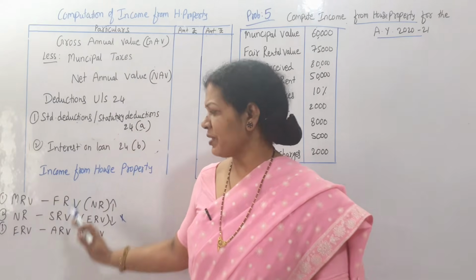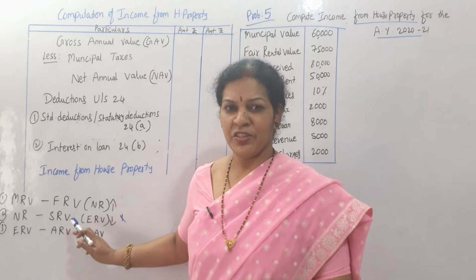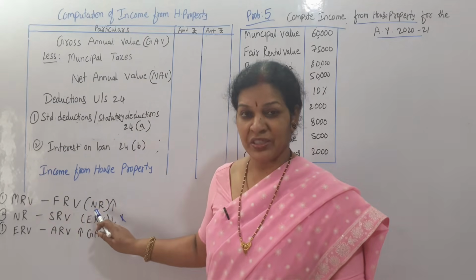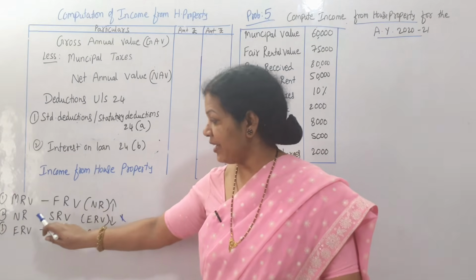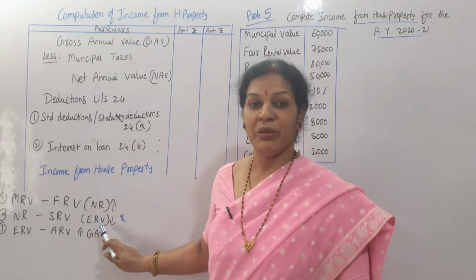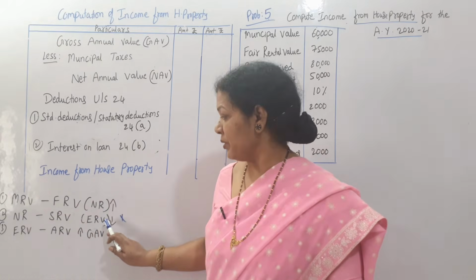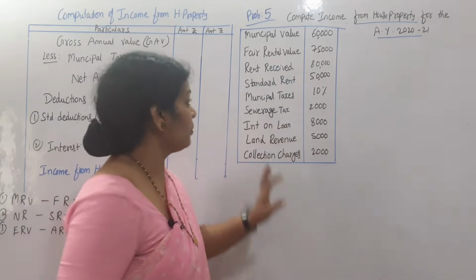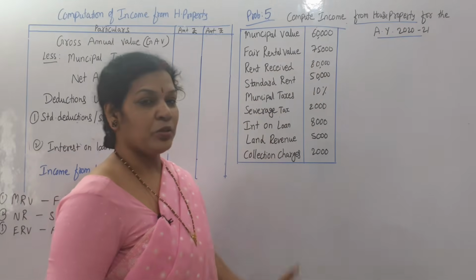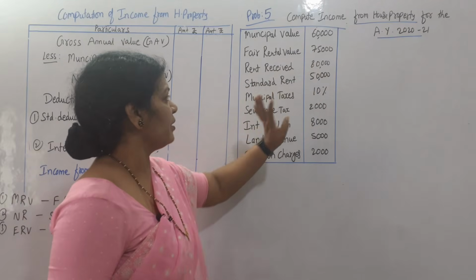Three steps we can easily follow. In the second step, we'll take SRV. NR means whichever is high. NR is compared with SRV, and whichever is low will be the expected rental value, ERV. We get ERV, and the actual rent received, 80,000, is also given.